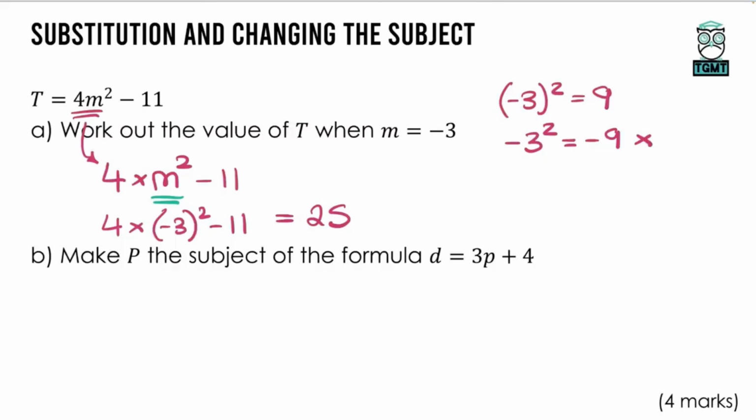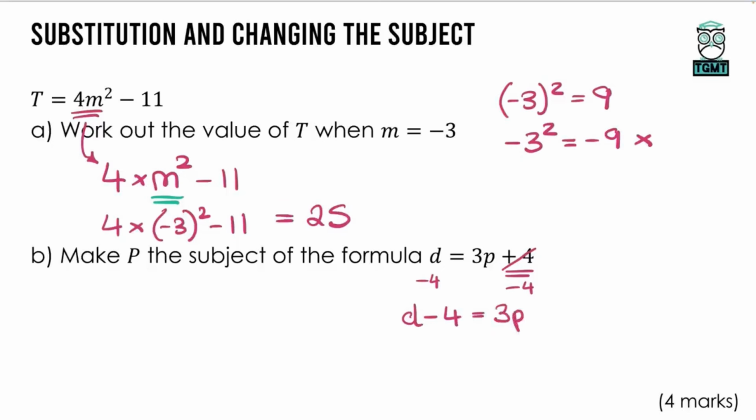For part B, it asks us to make p the subject of the formula, and it's a relatively nice formula. We just need to first do the inverse by getting rid of this 4, and to get rid of the 4, we would subtract 4 from both sides. That means we get the expression on the left, d minus 4, and that's now just equal to 3p.